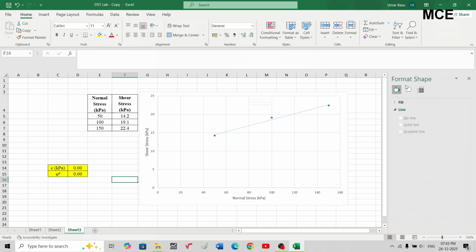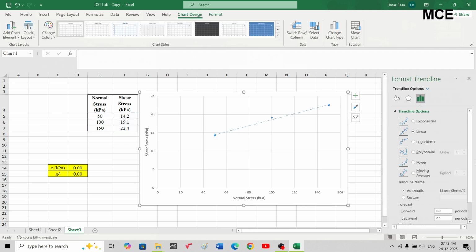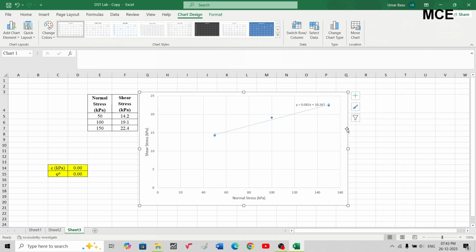Okay, so how to get the value of C and phi? Either you have to pass a best fit line through these points and intersect the vertical axis where it touches the vertical axis. The intercept will be the cohesion, and the angle which it makes with the horizontal will be the angle of internal friction. In Excel you just have to click this trend line, double click, and simply display the equation on the chart. This will be the equation of the line, and this line will give you the cohesion and angle of internal friction.